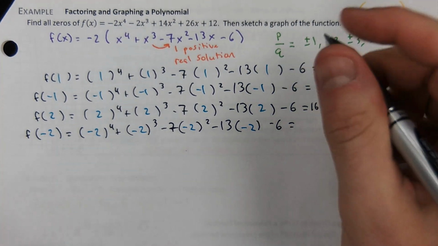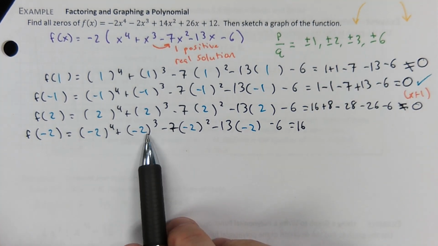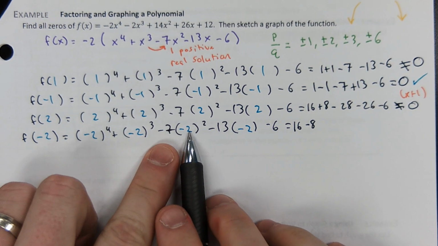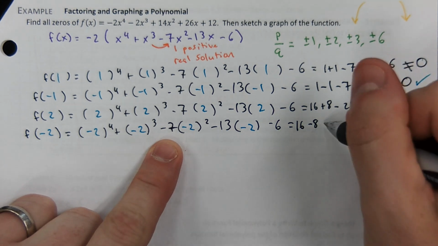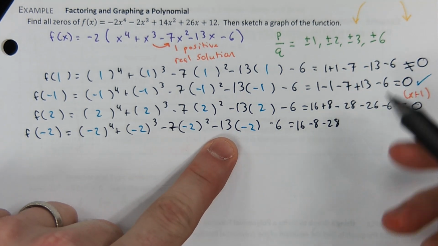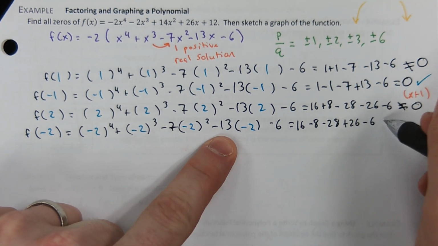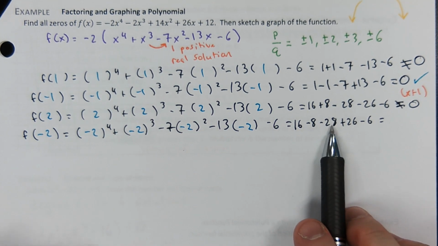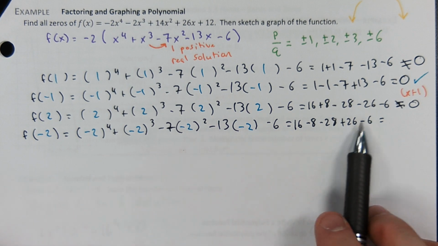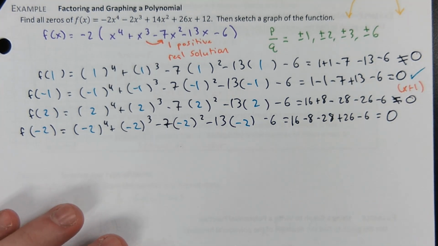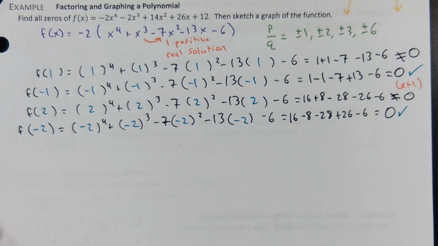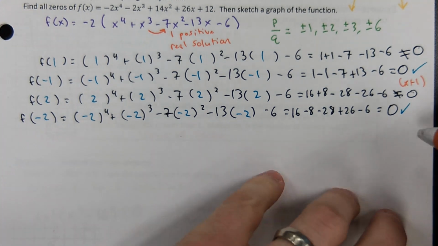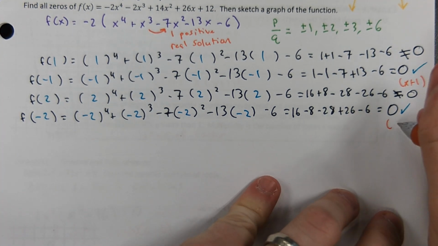Negative 2 to the 4th is positive 16 again. But this time it's minus 8. This is going to be negative 28 again, because I'm squaring that negative 2, so it doesn't matter. But this time it's plus 26, and then minus 6. 16 minus 8 is 8. 8 minus 28 is negative 20. Negative 20 plus 26 is 6, and 6 minus 6 is 0. Thank goodness we found it. The second solution, x equals negative 2, which means we also know a second factor, x plus 2.